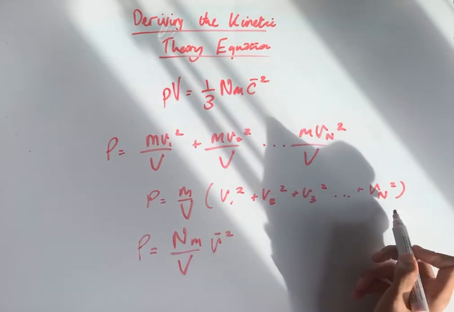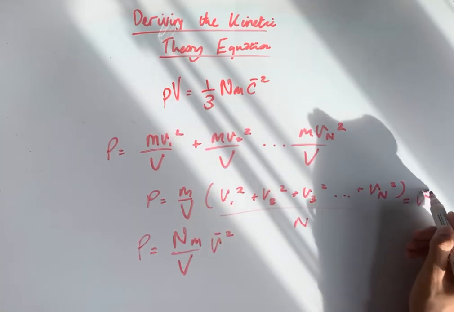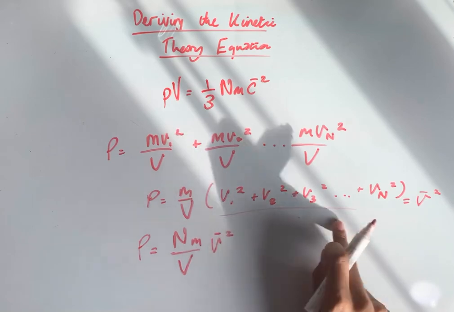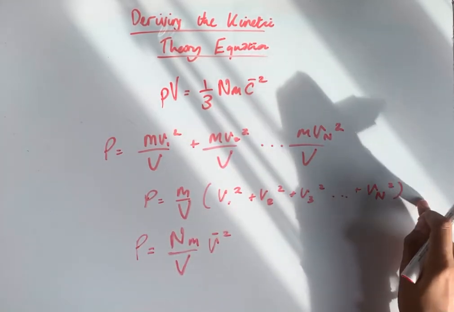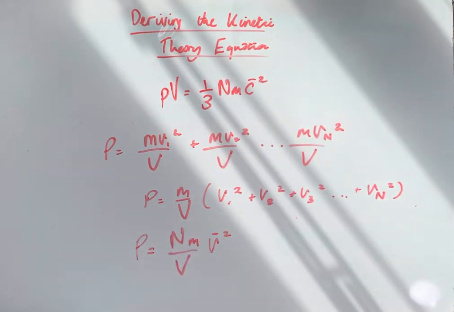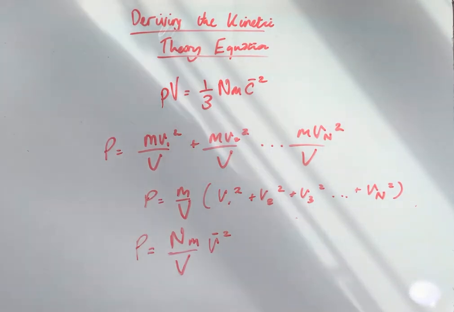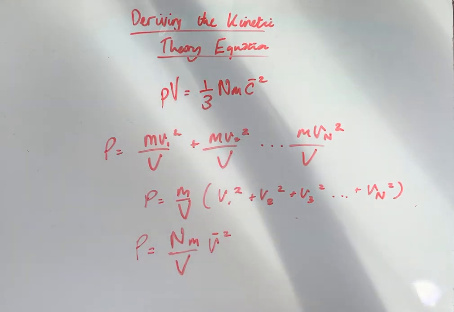So obviously for N particles, if we divided that by N, it would be v bar squared. So just multiplying it by N gives us a much easier way to write this. So we say that P equals Nm over V multiplied by v bar squared. This, however, only takes into account the velocity in one direction. But the particles have 3 degrees of freedom. They can travel in 3 different directions, x, y, or z, and they have 3 components of velocity, v, s, and t.